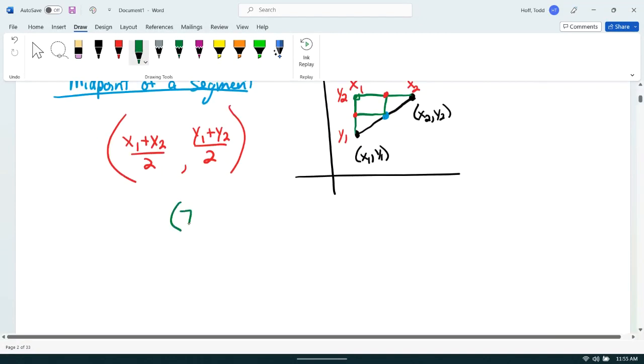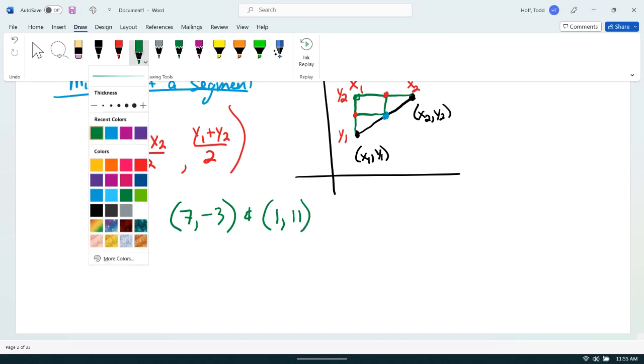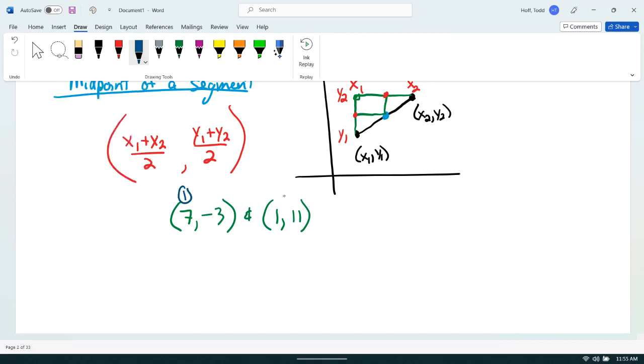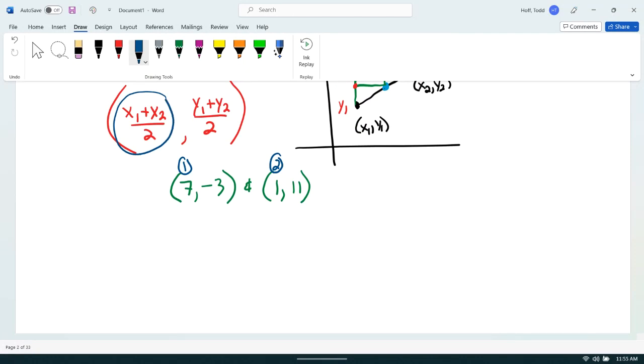So if I have the point 7, negative 3, and 1, 11, and I want to find the midpoint. Well, once again, I just have to label them point 1 and point 2. And then I find the x coordinate of the midpoint separately. Then I'll find the y coordinate of the midpoint. So for the x coordinate, I take my 2 x coordinates of my points, 7 and 1, and I average them together. I add them together and divide by 2. So 7 plus 1 is 8, divided by 2 is 4. So 4 is the x coordinate of our midpoint.